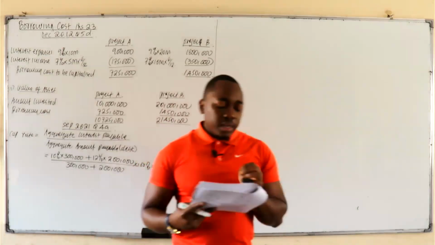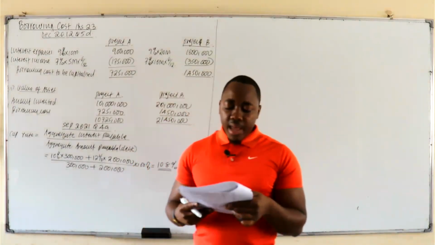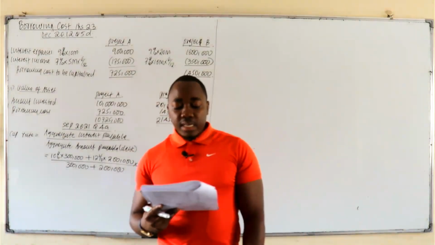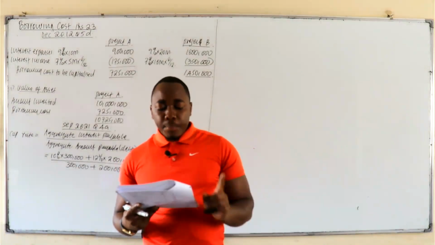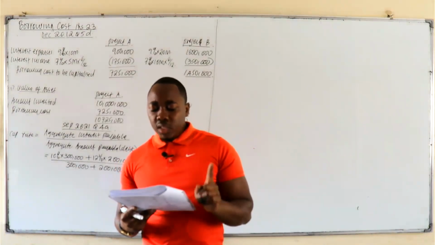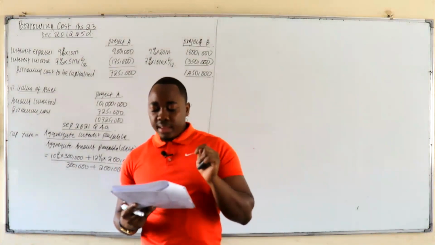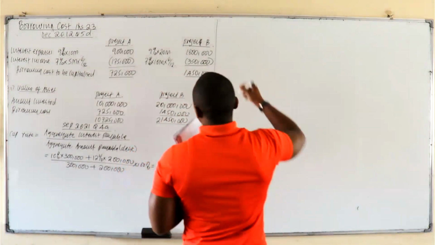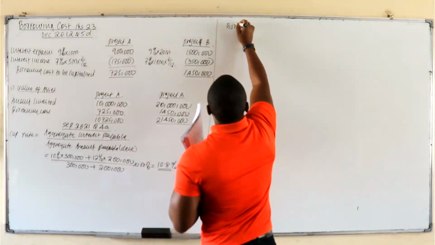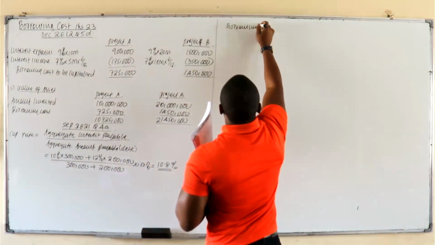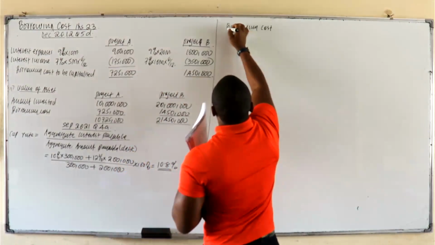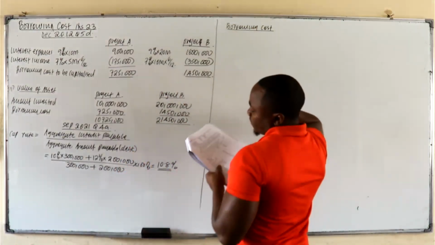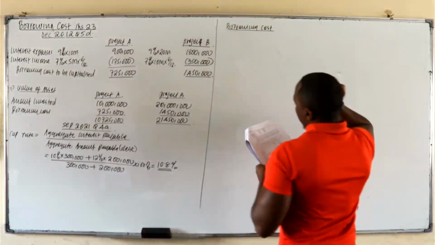Required. In line with the provision of IAS 23, borrowing cost, determine, number one, borrowing cost to be capitalized for each of the projects as at 1st December 2020. So we want to determine the borrowing cost. So let's determine the borrowing cost for each project. So here we had two projects. Number one was the power plant.